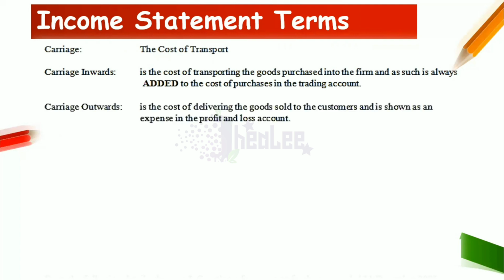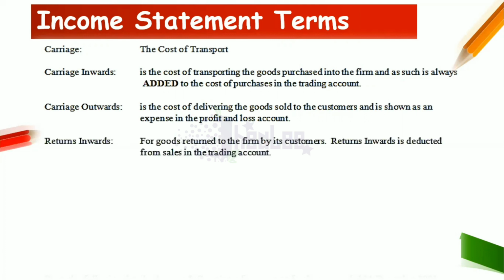Carriage outwards is also known as carriage on sales, and it is the cost of delivering the goods sold to the customers, and this is shown in the profit and loss account. So basically it is listed among your expenses. But bear in mind that carriage inwards is also an expense, but it increases the cost of purchasing the goods, getting the goods into the business, and therefore it is added to purchases.